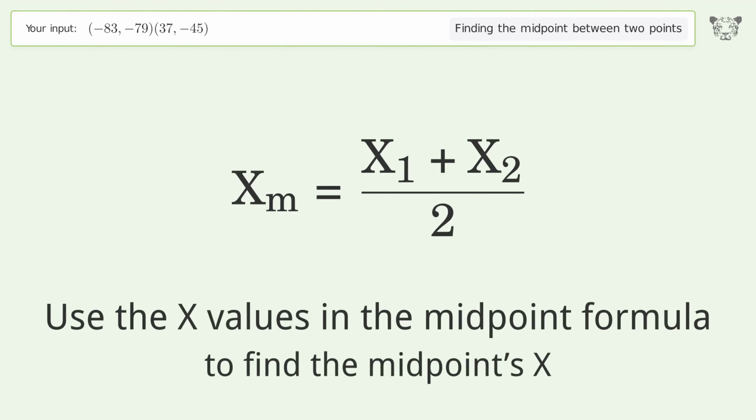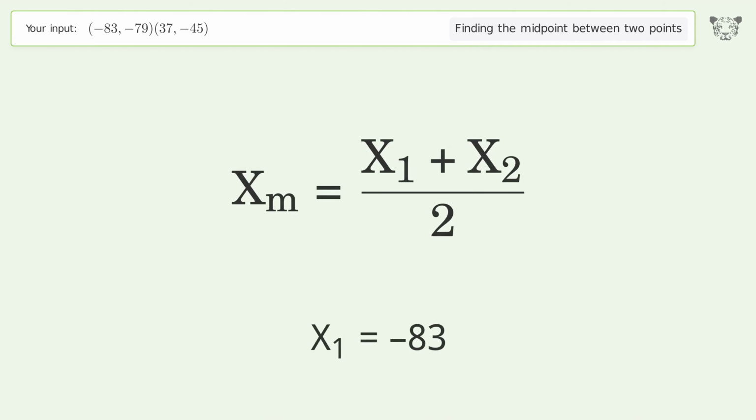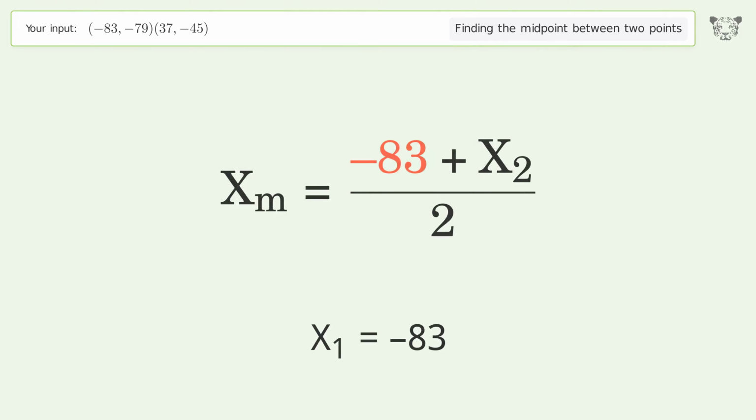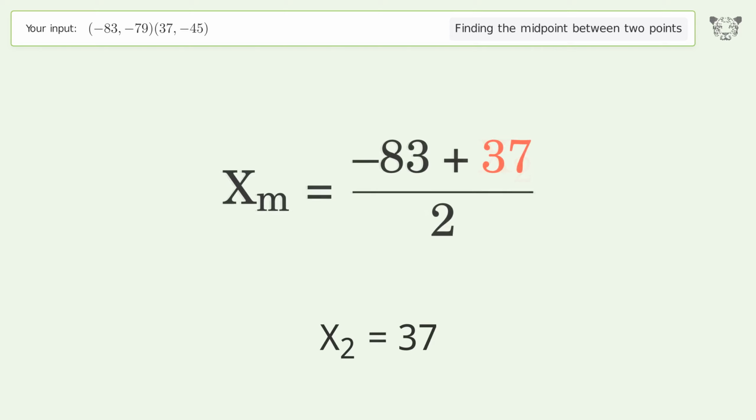Use the x values in the midpoint formula to find the midpoint's x. x1 equals -83. x2 equals 37. Simplify the arithmetic.